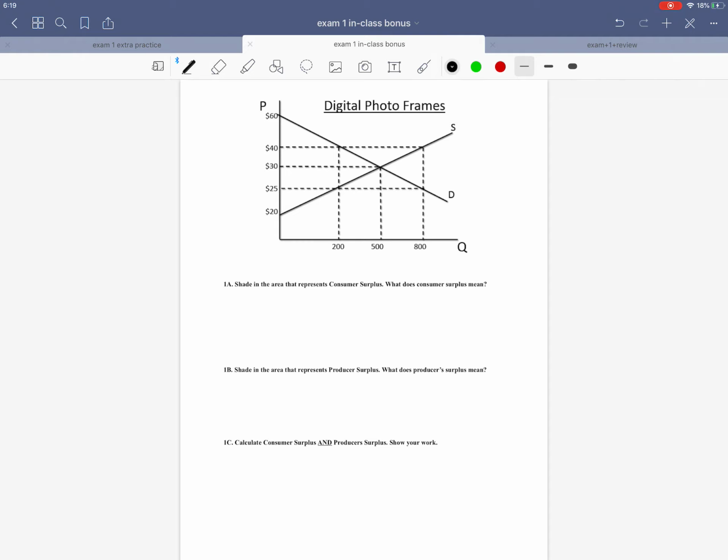So let's shade in the area that represents consumer surplus in this market. As I mentioned, consumer surplus is always going to be the difference between what consumers are willing to pay, which is represented by the demand curve, and what they actually pay, which is represented by the market price. So in this example here, the market's in equilibrium at $30. So your consumer surplus is always going to be the area below the demand curve and above the market price.